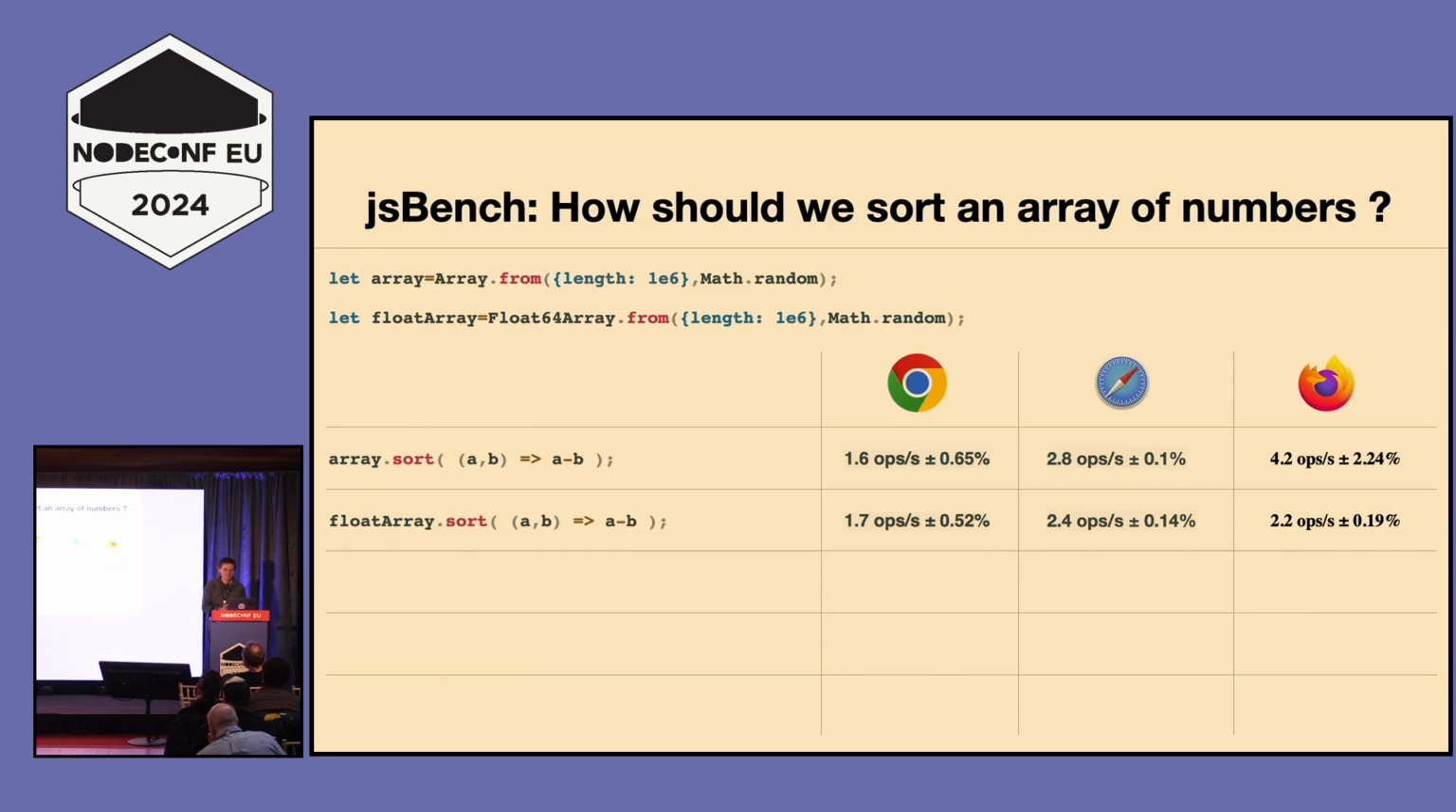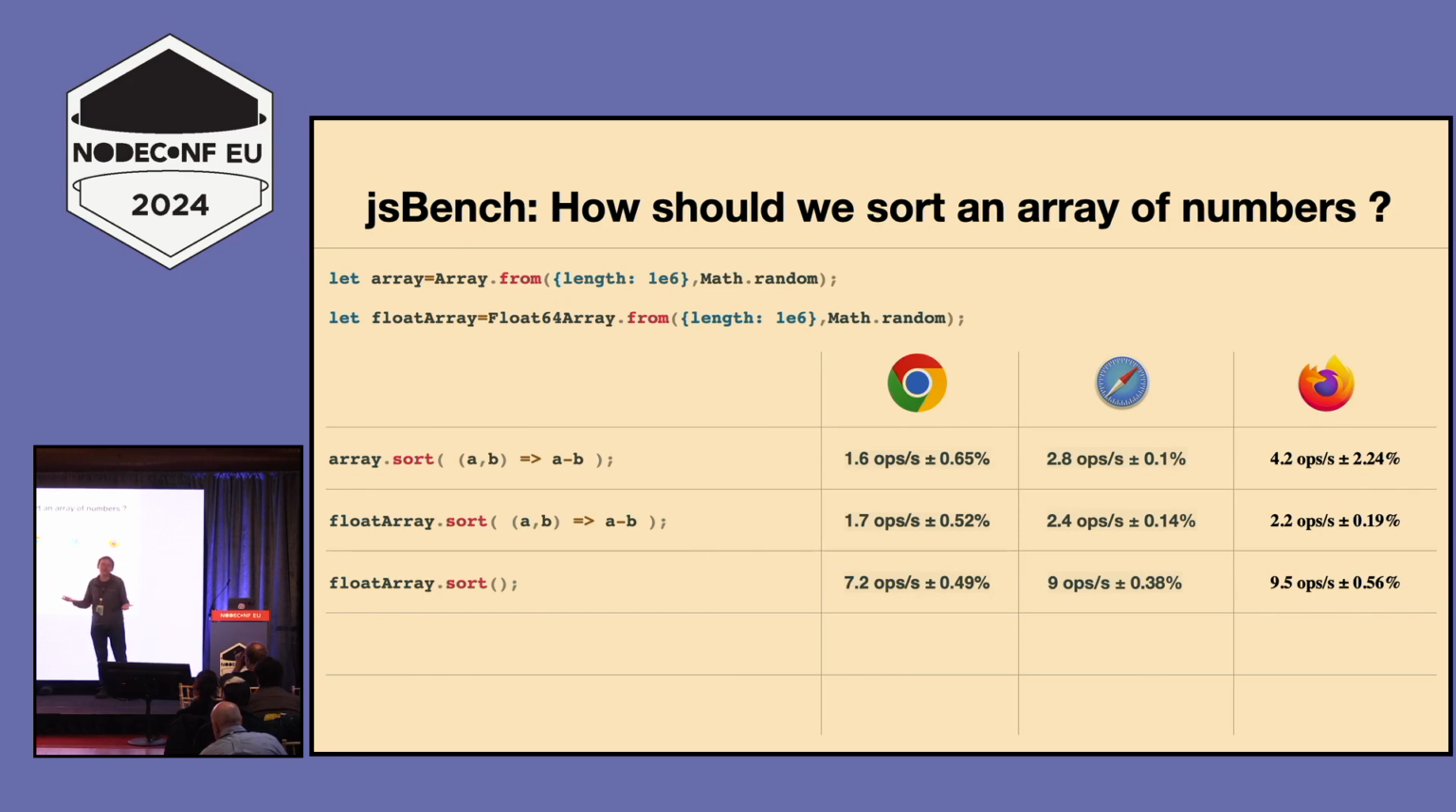Now, if you have a float array, there is no reason to put a callback, because those are numbers. There is no way to sort by string. And if you don't put a callback, you get 7.2 operations per second. So actually, if you use a typed array, you are much faster.